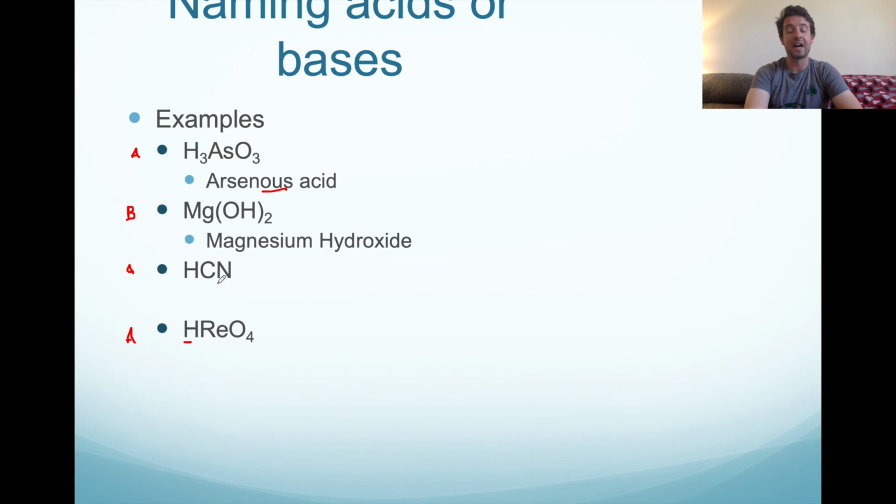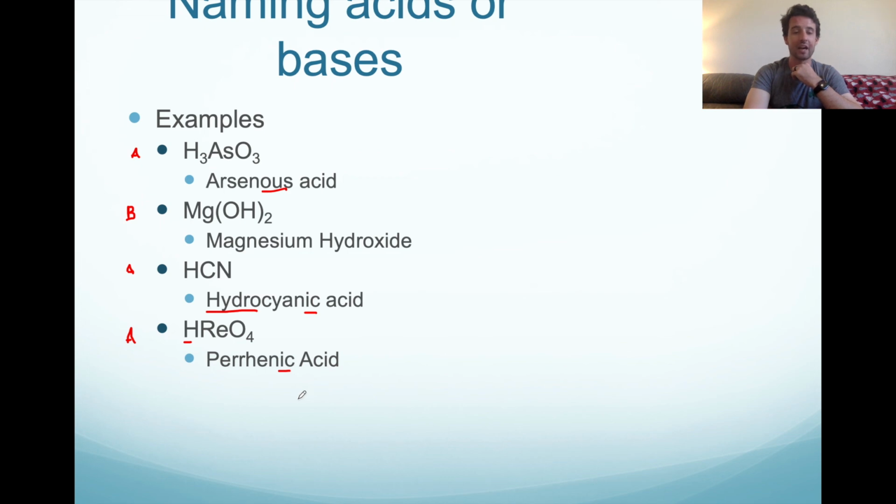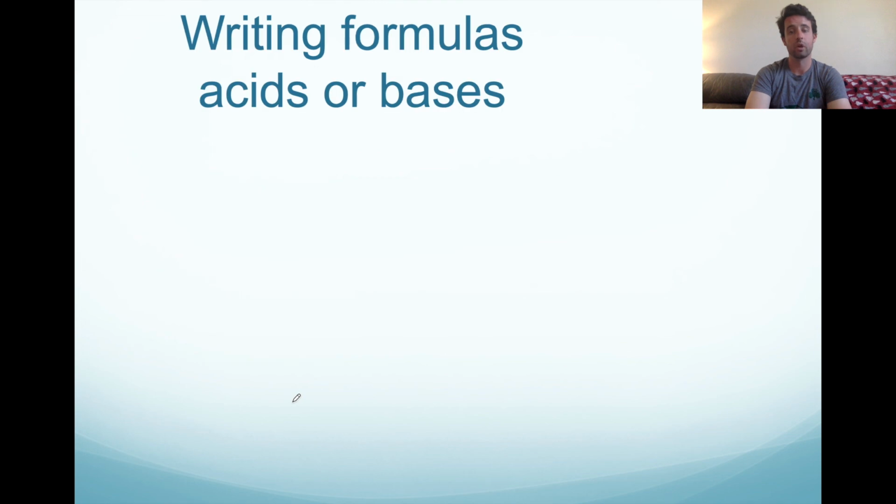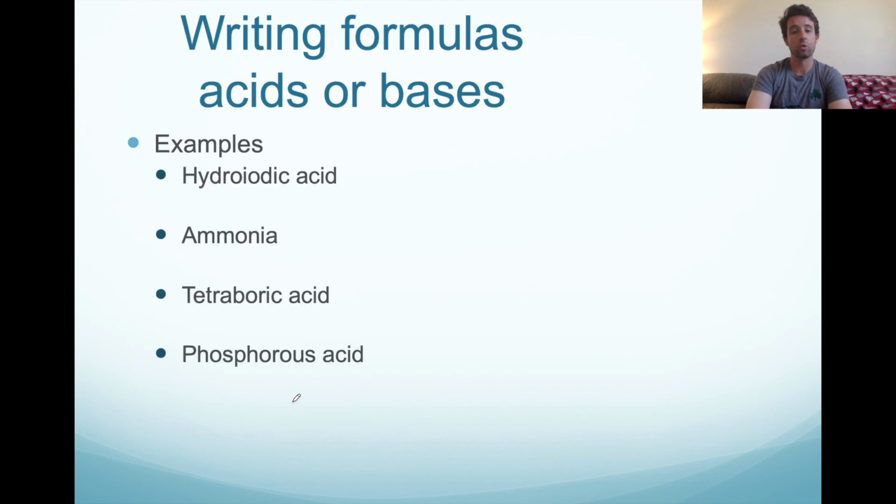CN is cyanide. So this is going to be hydrocyanic acid. I'd remember you had an ic and a hydro. ReO4 is perrhenate. So HReO4 would be perrhenic acid. Kind of cool, huh? Great. Here are some more questions asking you to go the other way. So go ahead and try these as well. Here we go, writing formulas for acids or bases.